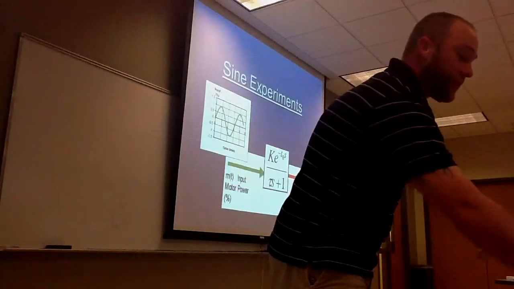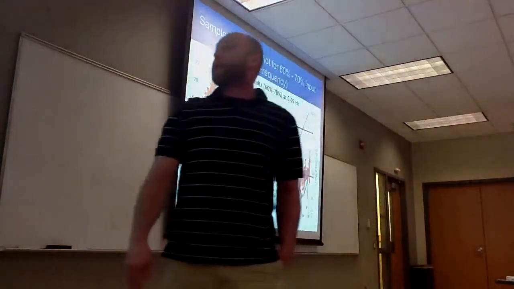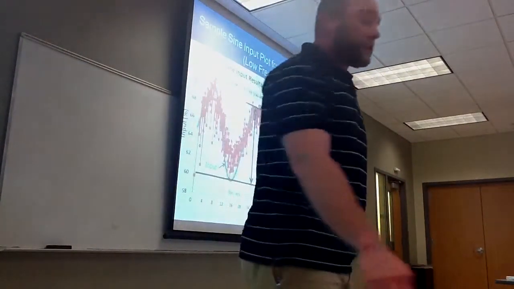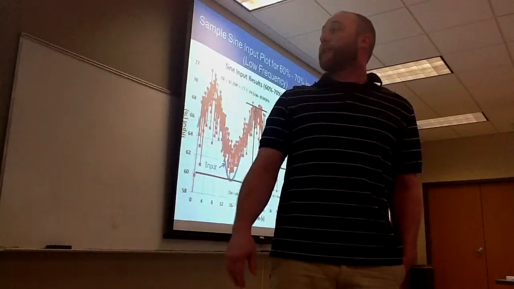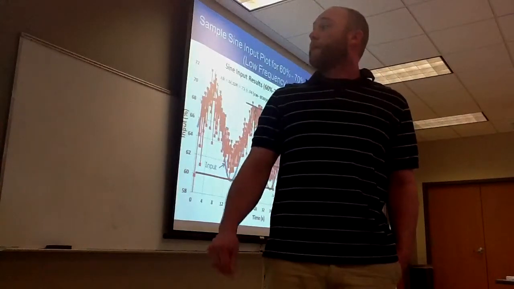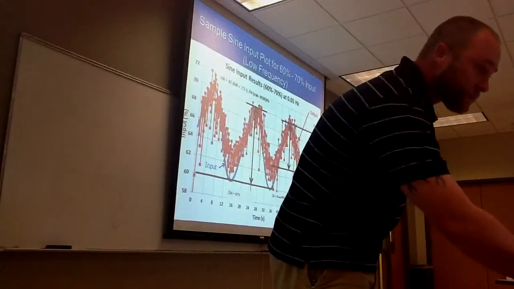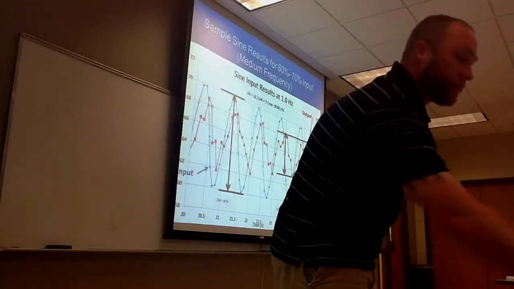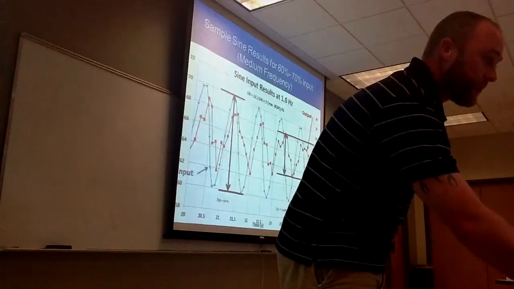Then our sine experiments. We had the input being shown in blue, our output being shown in red, and our change in M was our input, which was 10%, and the change in C is our output, which was 10. That was for 0.05 hertz, between 60 and 70.